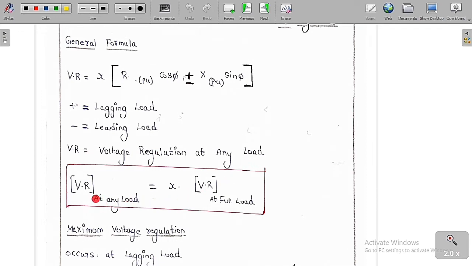Therefore, voltage regulation at any load is equal to x times the voltage regulation at full load. At full load, substitute x equal to 1, and you get this term. This is a very important point that you always have to remember. So voltage regulation is equal to x into R per unit cos phi plus or minus X per unit sin phi. Plus is for the lagging load and minus is for the leading load. Voltage regulation at any load is equal to x into voltage regulation at full load, because at full load x is equal to 1.